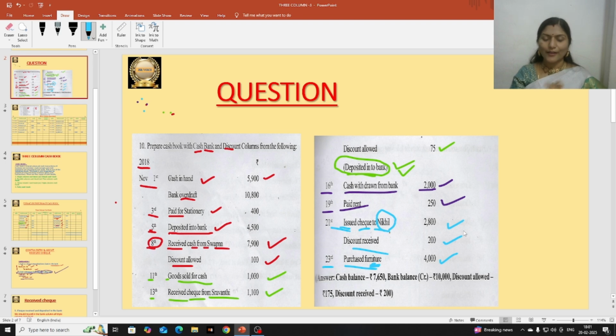Credit side. Okay, so purchase we should always record on the credit side, because cash goes out of the business in case of any purchase. Hope this is clear. So we will record this transaction also on the credit side. But what should we mention there?